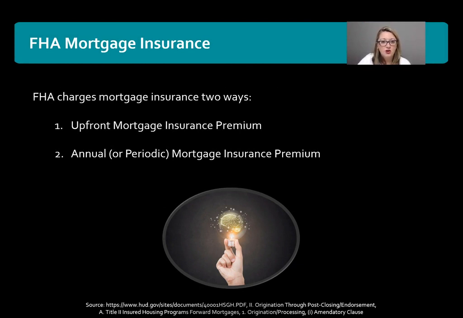In part 1, we talked about the 2 ways that mortgage insurance is charged by FHA. The 2 ways are it's charged as an upfront mortgage insurance premium, and then it's charged as an annual or periodic mortgage insurance premium. For the rest of this video, we're going to focus on the upfront mortgage insurance premium, what it is, how to find it, and how it's calculated.